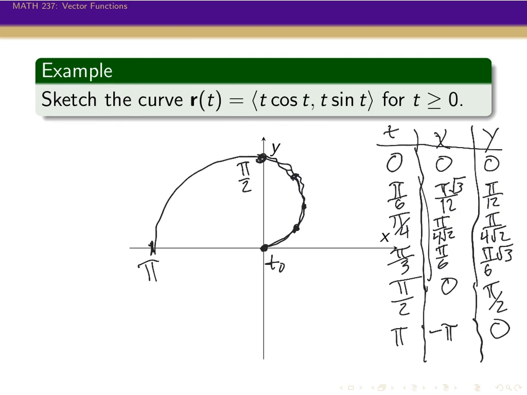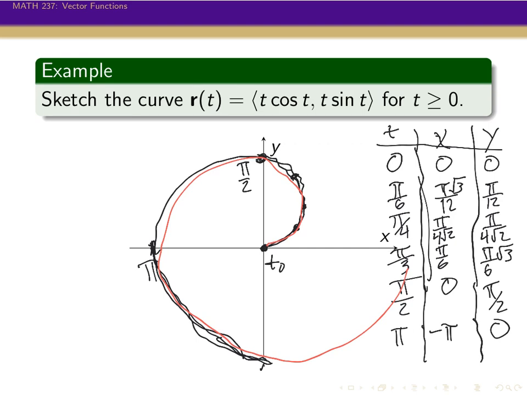And then if we did 3 pi over 2, well, cosine is 0 again, and sine would be -1. So this would be somewhere way down here at 3 pi over 2. And so we can kind of get a sense for what this curve is drawing out. It is actually drawing out a spiral that's going out further and further.